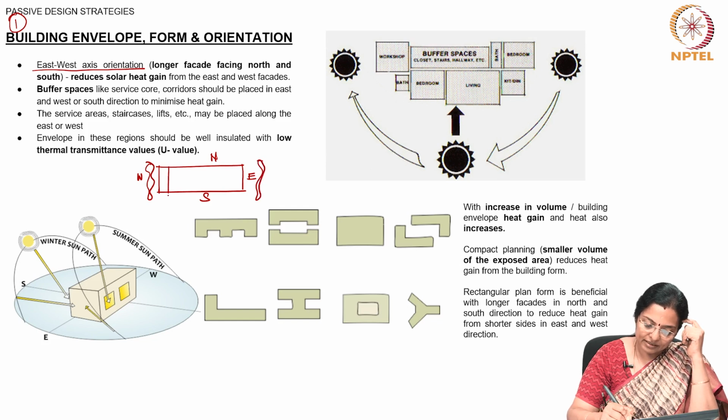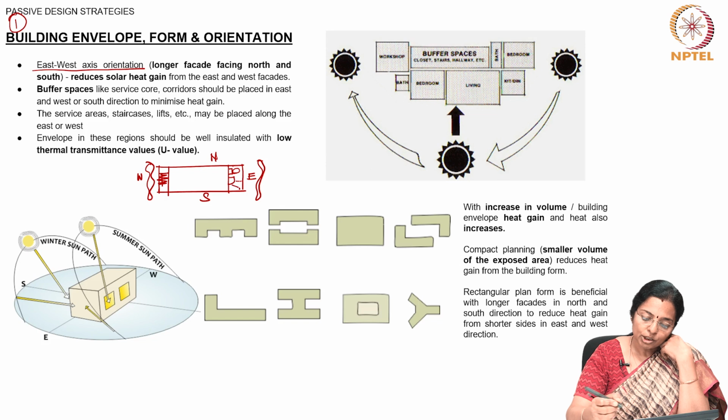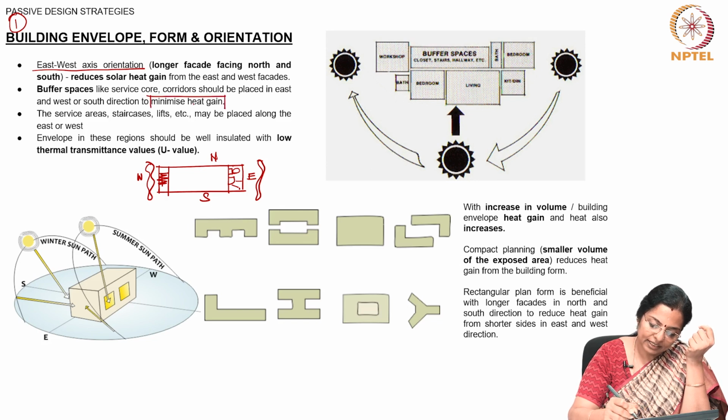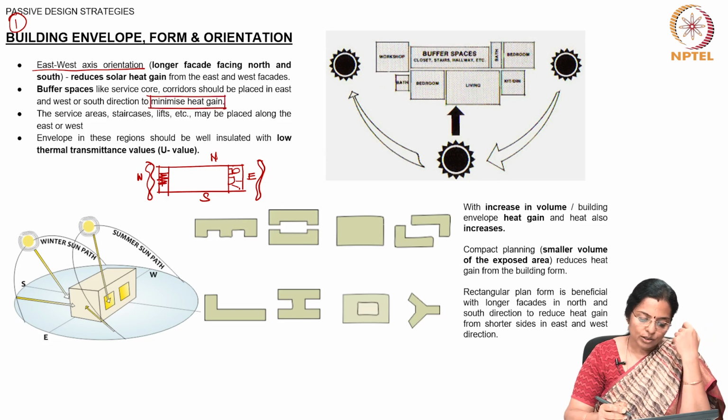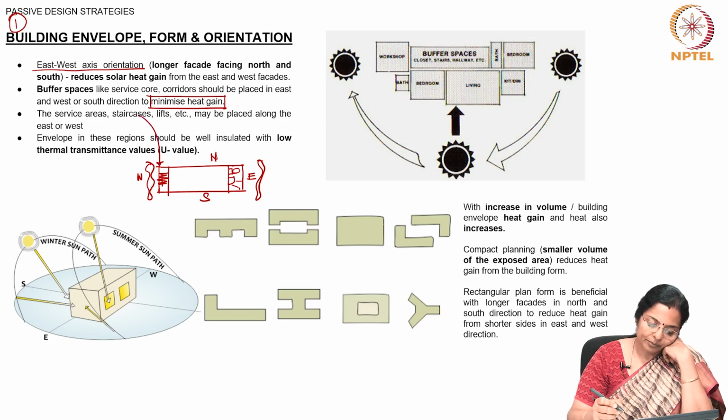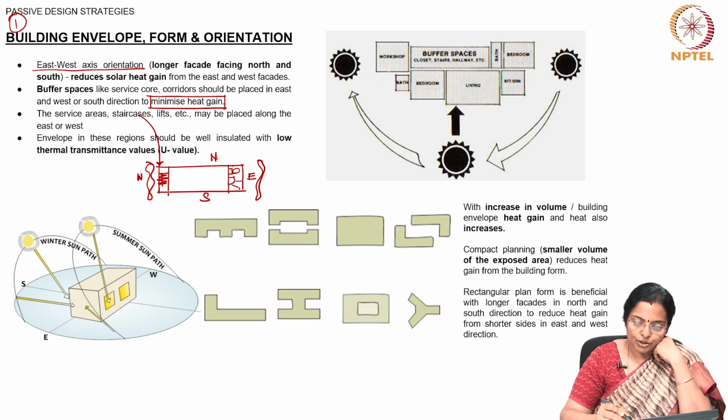Buffer spaces like service core, toilets, etc. should be placed along the east and west and also sometimes along the south direction to minimize heat gain. So, you should provide staircases and lifts along the east or west. Envelope in these regions should be well insulated with low thermal transmittance value or low U value.